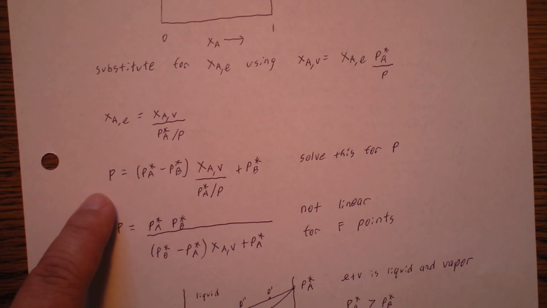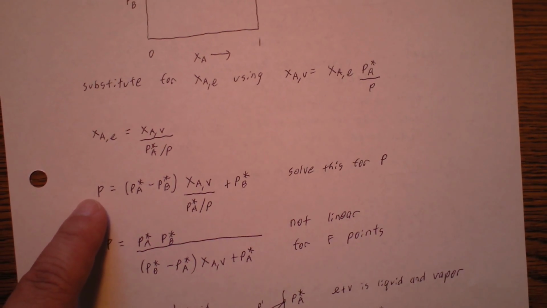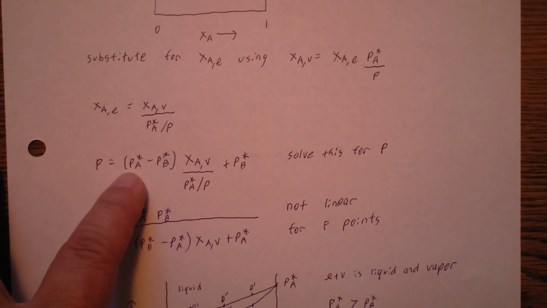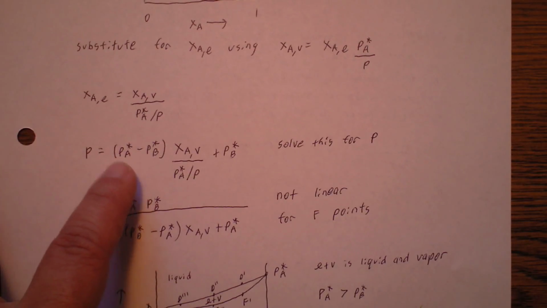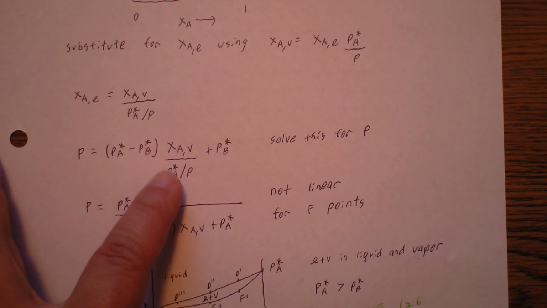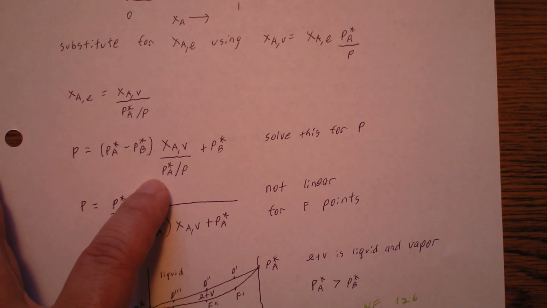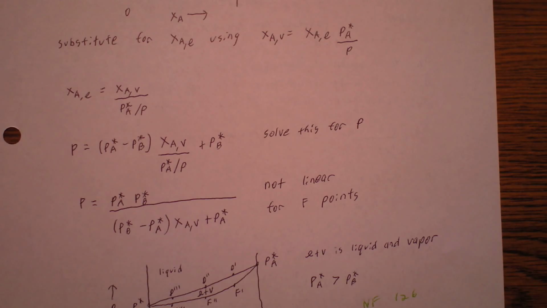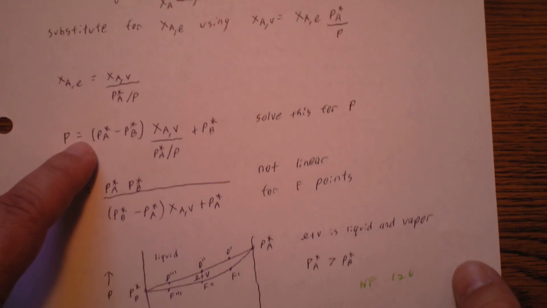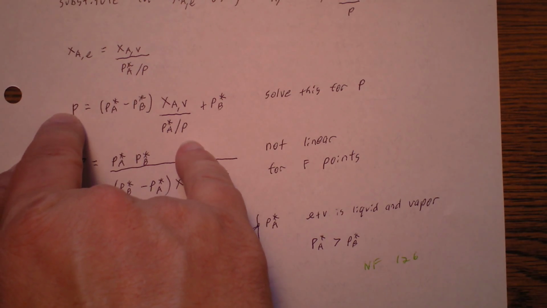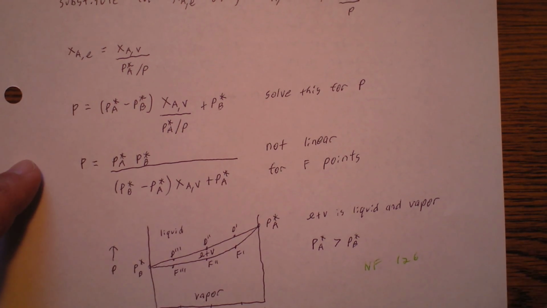Now, substituting that back into our straight line, we get the pressure is equal to the pressure of pure A minus the pressure of pure B times the mole fraction of A in the vapor phase divided by the pressure of pure A divided by P plus PB star. Now, here's the problem. We have P in 2 different places.